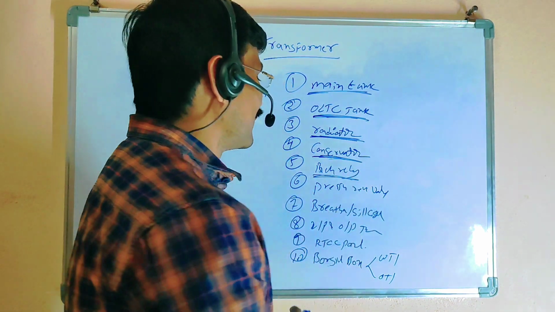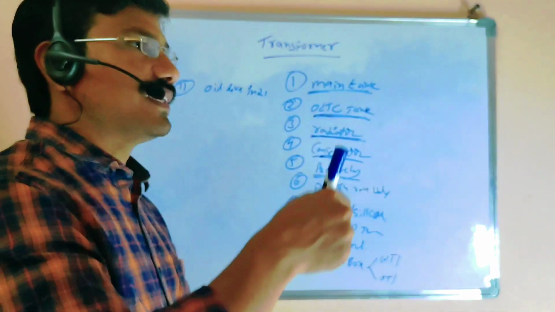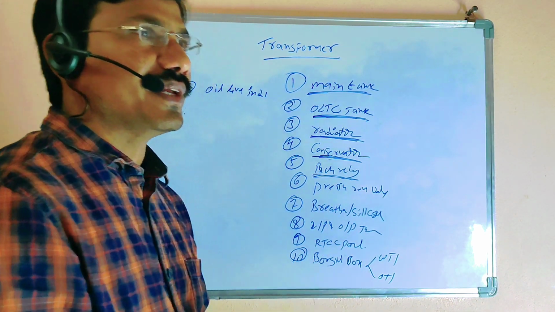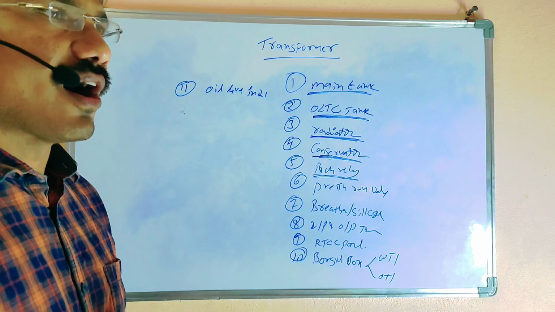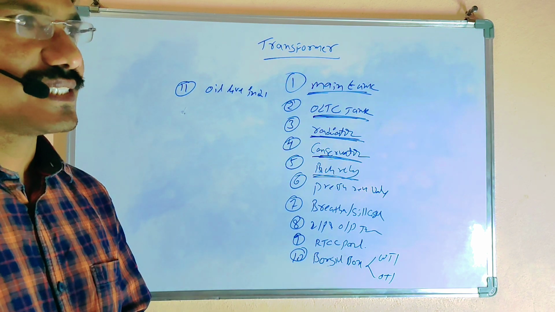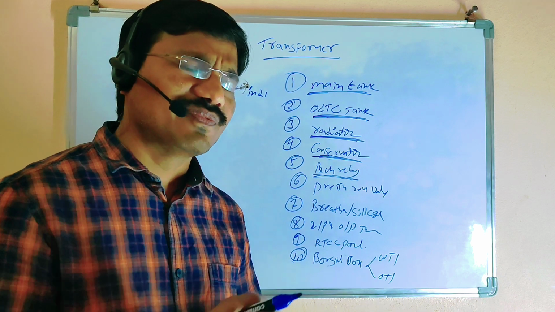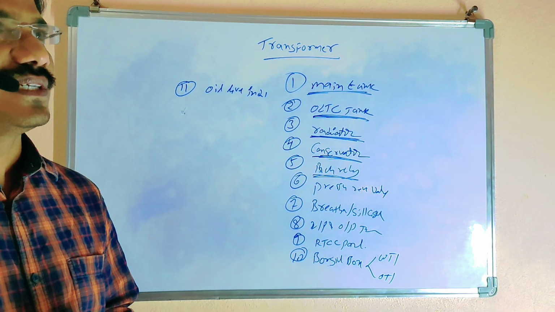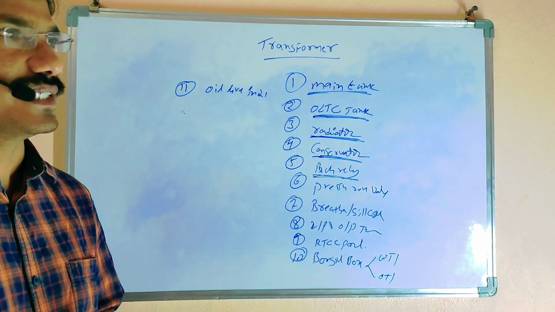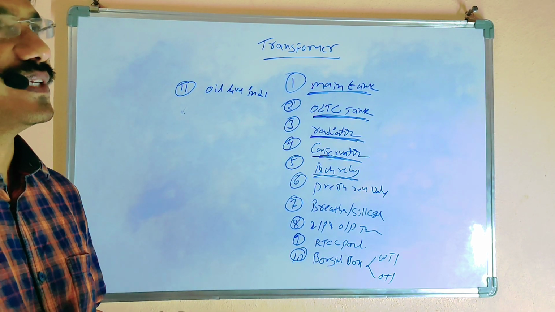If you go for the bypass relay, the bypass relay is available between the main tank and the conservator. The bypass relay operates based on pressure. How is pressure developed inside the tank? There are two reasons: one is electrical destruction and the other is thermal decomposition. Because of these two reasons, gases are produced inside the oil. After gases are produced, obviously the pressure increases. The pressure moves from the main tank to the conservator. In between, the bypass relay is there.